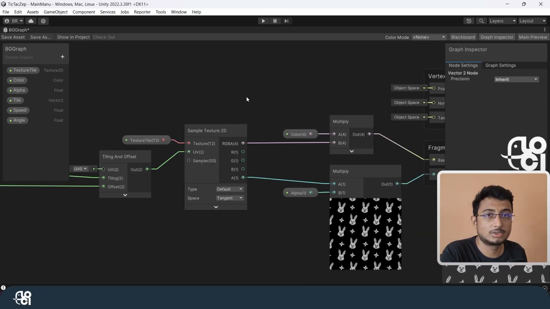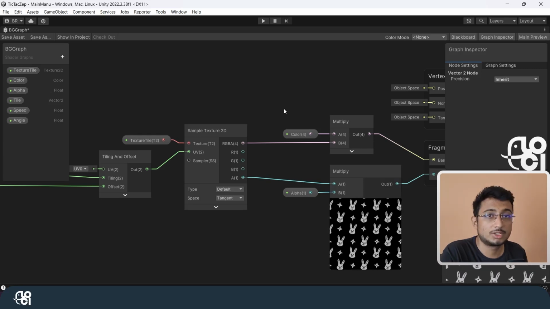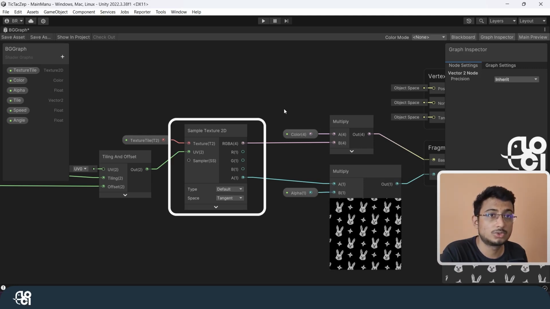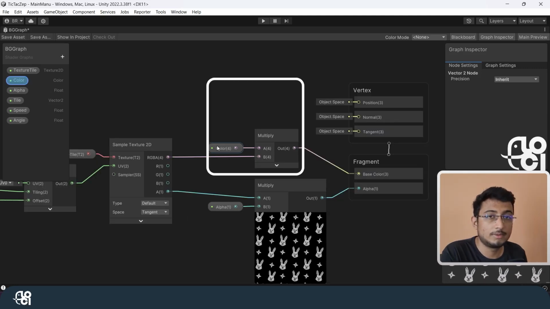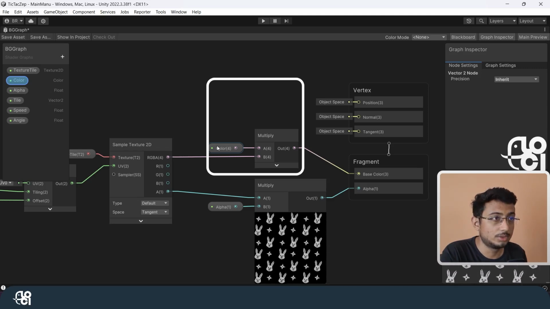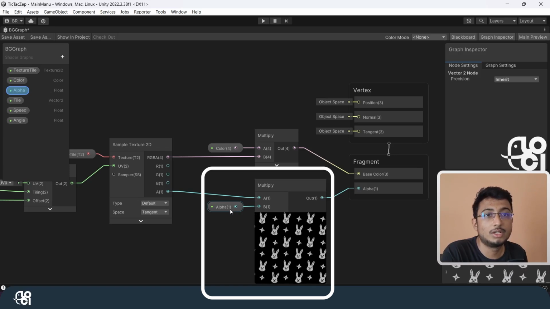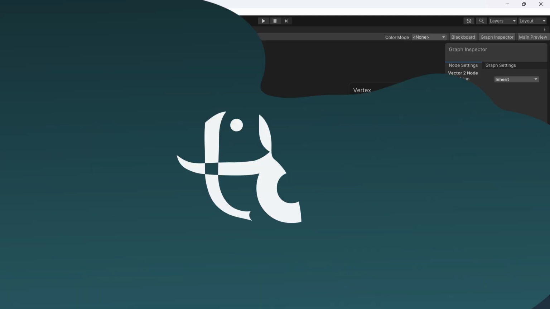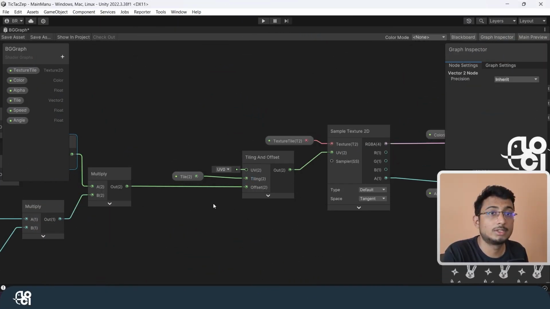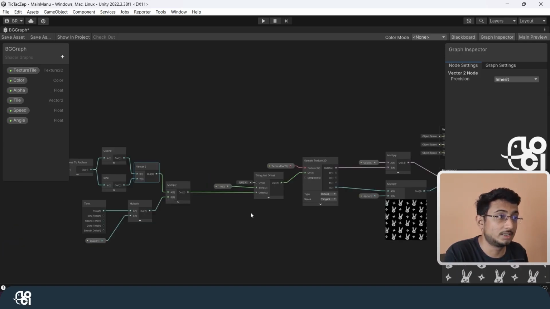Let's set up the scrolling texture. To display our texture on the material, we need to use a Texture 2D node, and we will multiply it with our color node. For the alpha channel, we will multiply the texture with a float value to control the transparency. To achieve the scrolling effect, we offset the UV coordinates by providing the direction vector, time and speed, and the texture will scroll in the direction and at the speed you set. So that's it. This is the simplest version of this scrolling pattern.